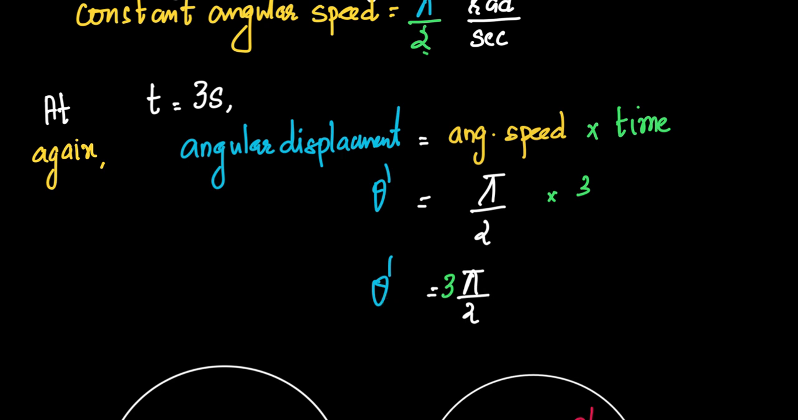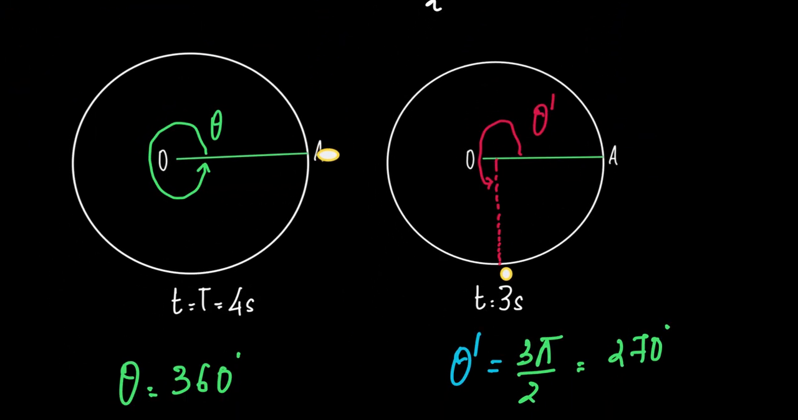Now, what is 3 pi by 2 in terms of angle? In degrees, it is 270 degrees, right? Which is actually 180 degrees plus 90 degrees. Therefore, if we were to draw this diagrammatically, if this is theta, which represents 360 degrees, then theta prime would be, so this much is 180 degrees, and then we have an additional 90 degrees. Therefore, this would be the displacement, right?